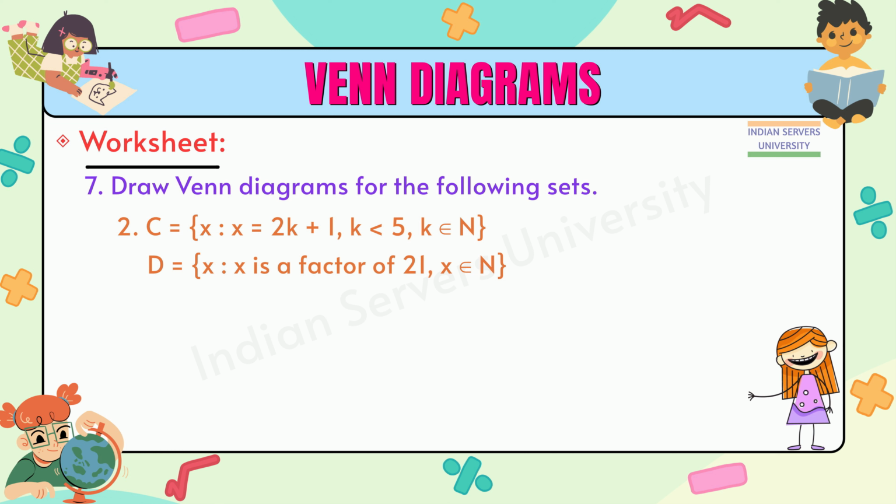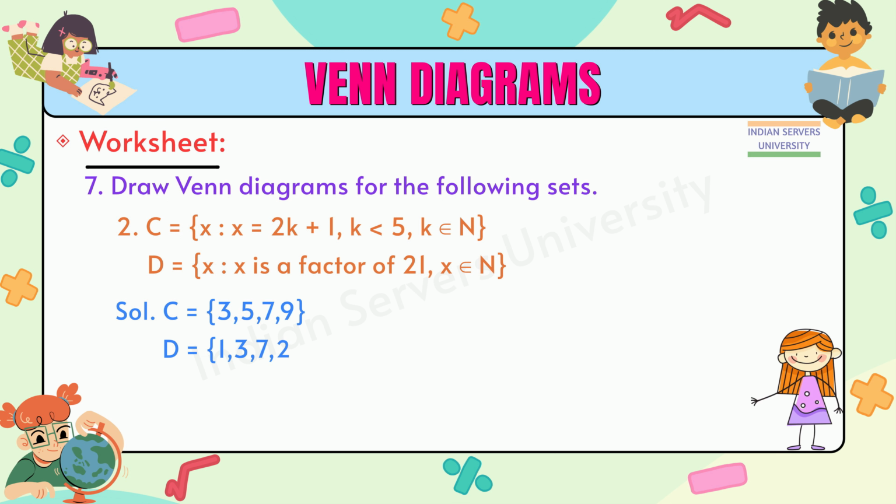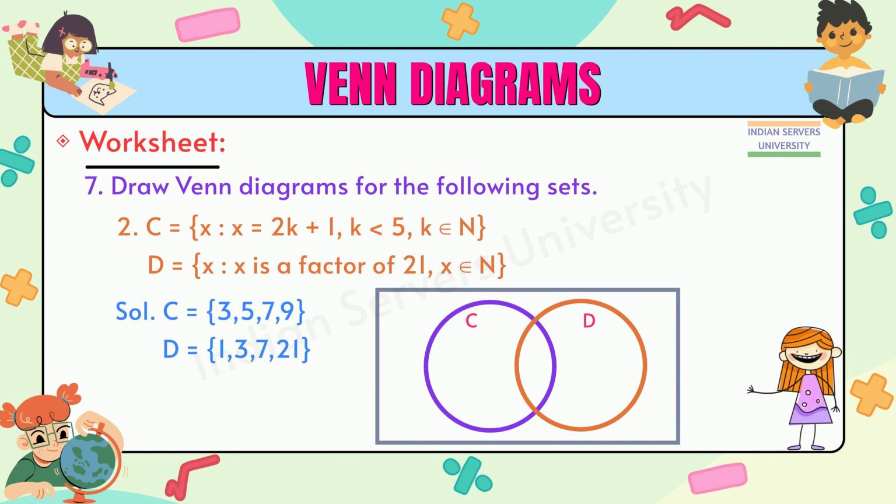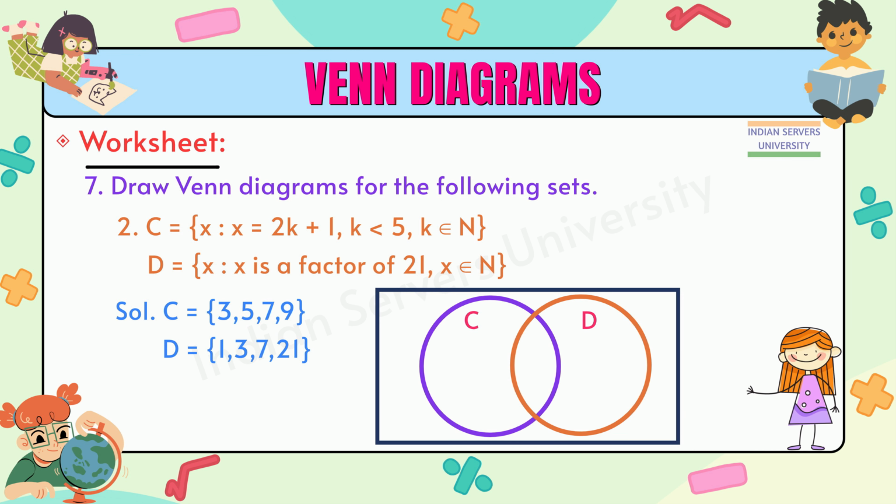So initial ga C em avuthe, C equals set of 3, 5, 7, 9, D equals 1, 3, 7, 21. So ippudu common ga em em unnai 3, 7 unnai. So 2 circles draw chestam, aa rendu intersection point lo 3, 7 and alane C lo 5, 9, D lo 1, 21.